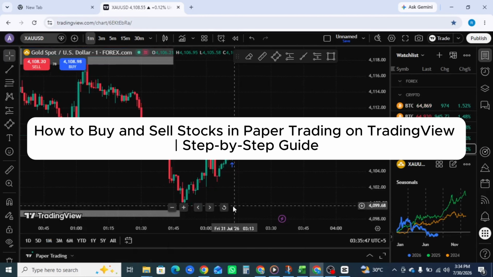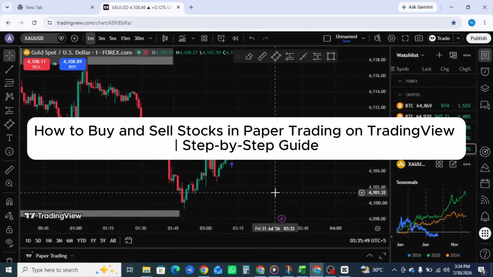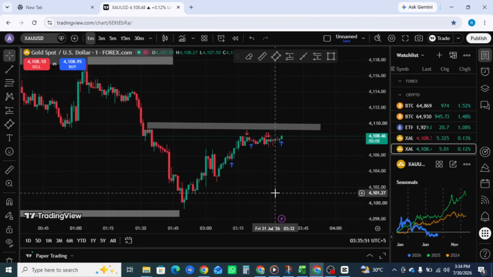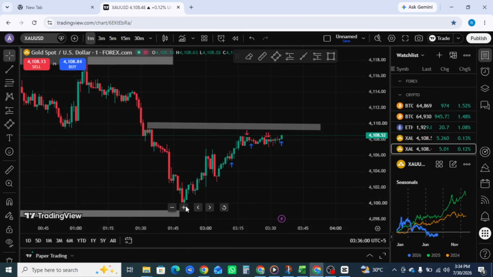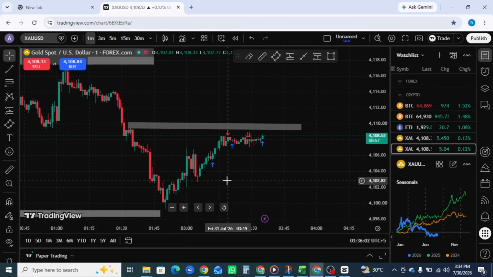How to buy and sell stocks in paper trading on TradingView, a step-by-step guide. In this video, I am going to show you how to buy and sell stocks using TradingView paper trading. If you're a beginner, this is one of the best ways to practice stock trading with virtual money before investing real capital. First, open TradingView and sign in to your account.